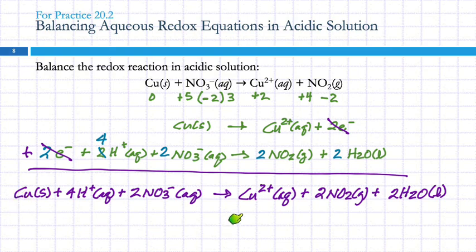So 1 copper atom, 1 copper atom. 4 hydrogens, 4 hydrogens. 2 nitrogens, 2 nitrogens. 6 oxygens, and here I have 4 oxygens plus 2 is 6 oxygens. And then if I look at the total charges, I have 4 plus 1s and 2 negative 1s, so that's positive 2 on that side, and I've got positive 2 on that side. It's all balanced up. Any questions?